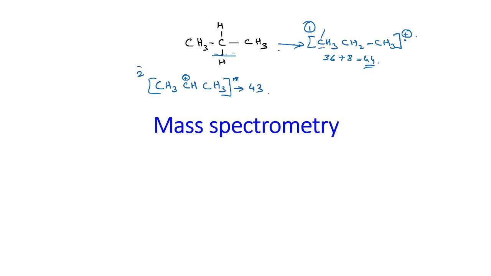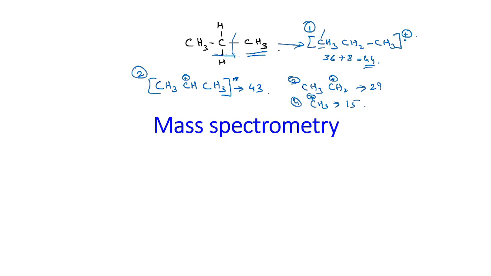This is the first case. This is the second case. In the third case, we can have this methyl group getting removed. So we will be having CH3, CH2 plus, which is 24 plus 5, 29. Molecular mass will be 29. And lastly, we will be having CH3 plus. This is the fourth case, and this is 15.